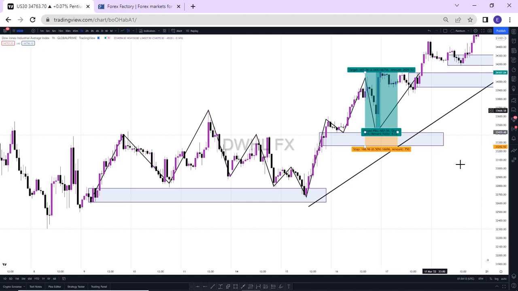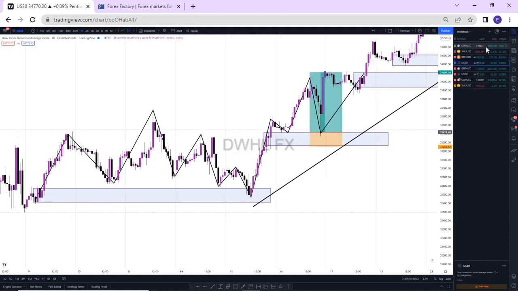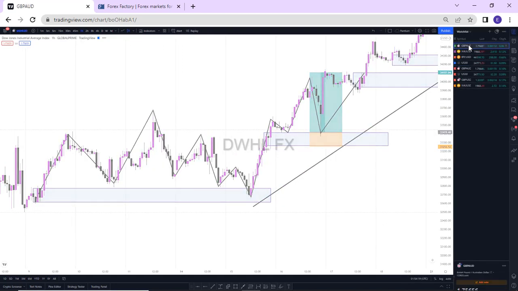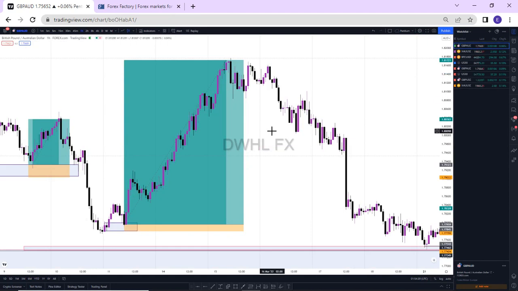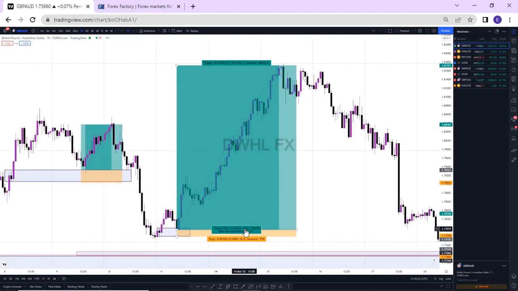Very, very basic, but yet very powerful. Let's take our last example. I think we used GA, a solid trade. This was a 1:23 risk to reward, giving us 687 pips in profit.